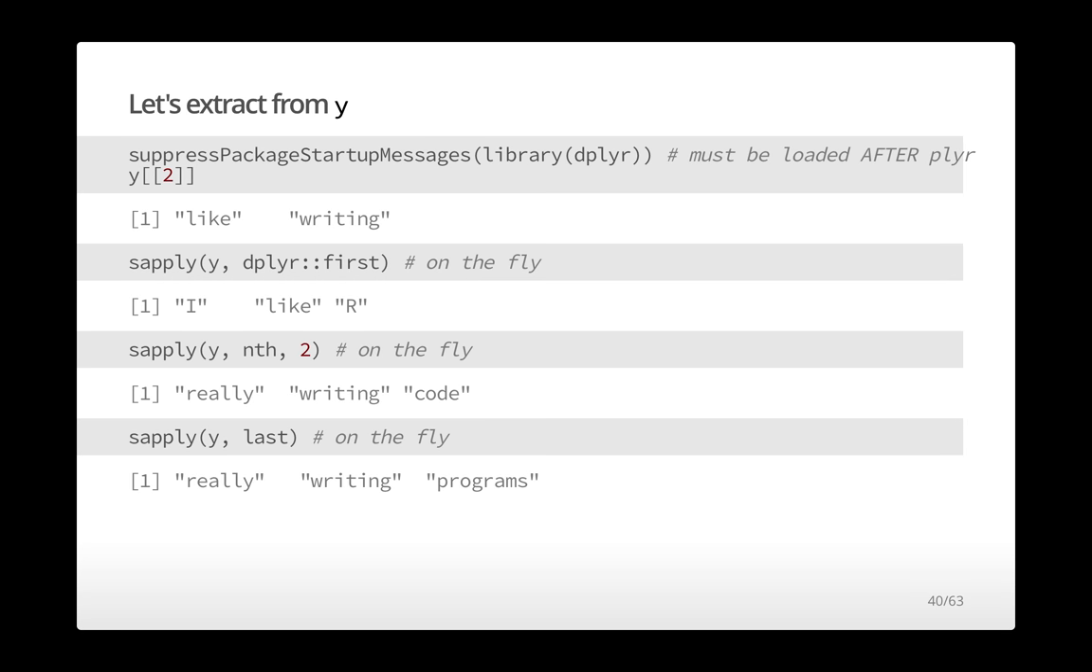So a lot of times, this is what you want to do. You can specify more than just one at a time. So with nth, you can say, like, first and second, for example, and you can give it multiple indices to say, hey, I want the first two elements or something like that.